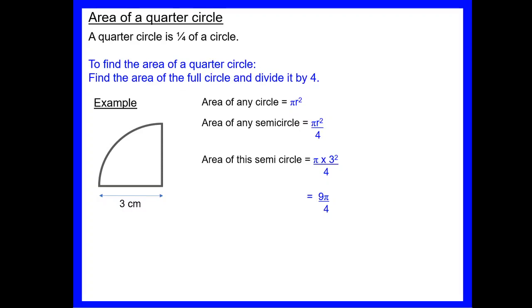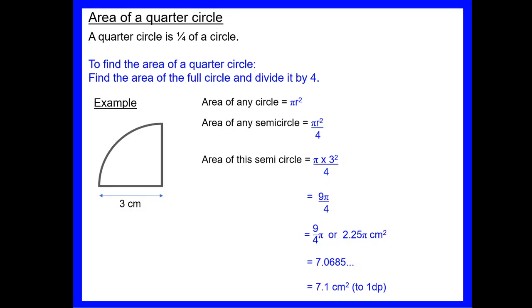Now if we want that in terms of pi, we can say that's 9/4 pi, or if we do 9 divided by 4 in our calculator, we get 2.25. So we could say it's 2.25 pi centimeters squared. Remember, in terms of pi means I've still got the pi symbol in my answer. I've not calculated the whole thing. If we put that into the calculator to get a decimal, we get 7.0685, etc. And if I want to round to one decimal place, 7.1 centimeters squared.